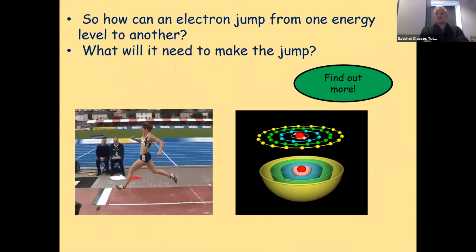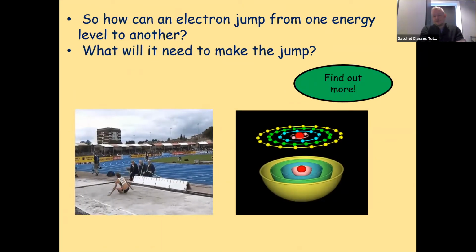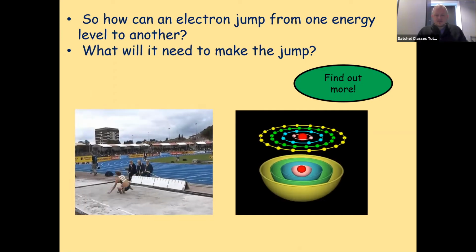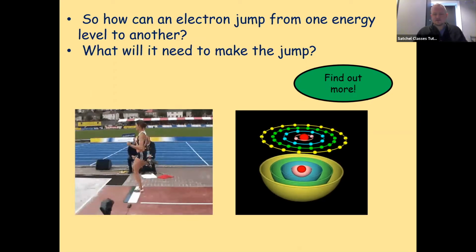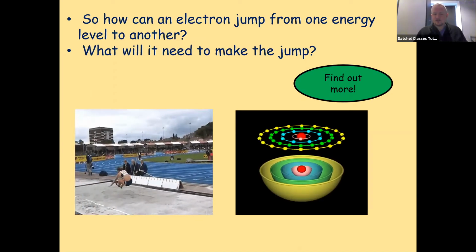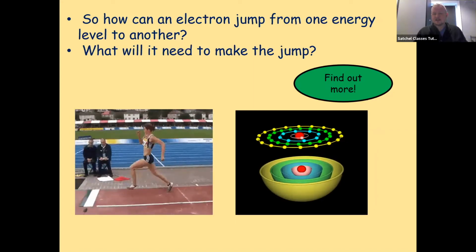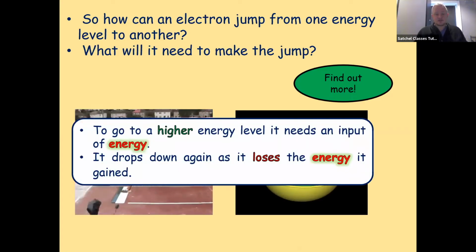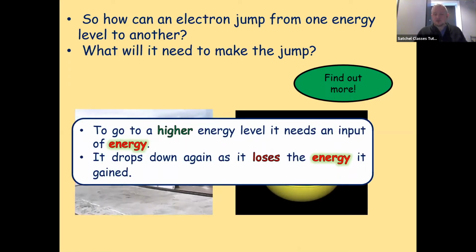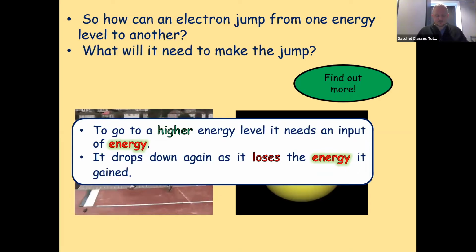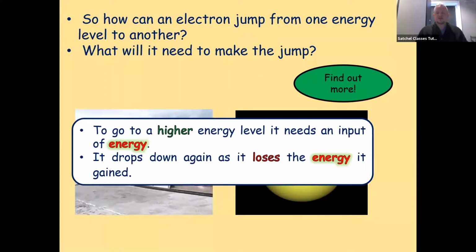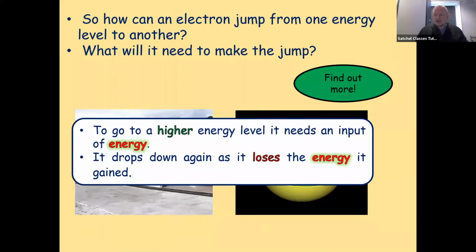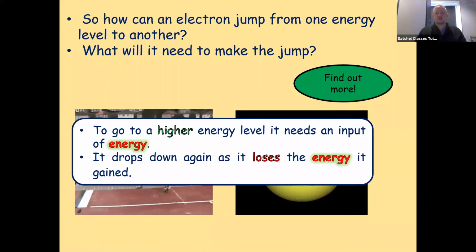So how can an electron jump from one energy level to another? What will it need to make that jump? Well, as you can see from the GIF, something's required for that person to make the jump. And it's a similar sort of thing in real life as it is for an electron making a jump between energy levels. To go to a higher energy, it needs an input of energy. It needs energy to be delivered to the electron, so it gains energy to make the jump. It drops down again as it loses the energy it gained. In other words, it gives out or emits that energy so it can drop down an energy level.